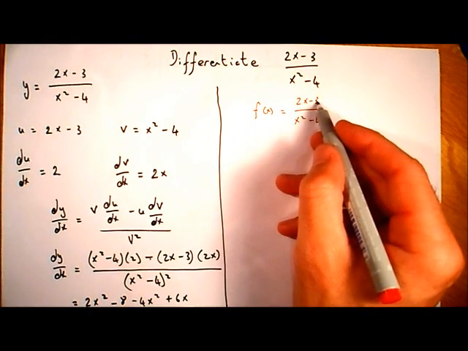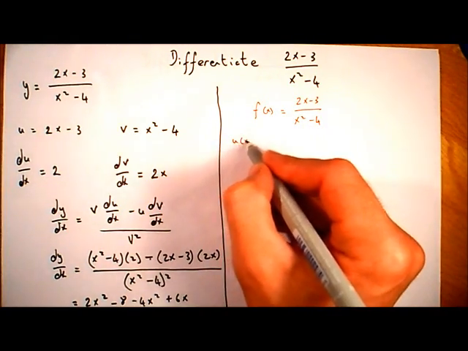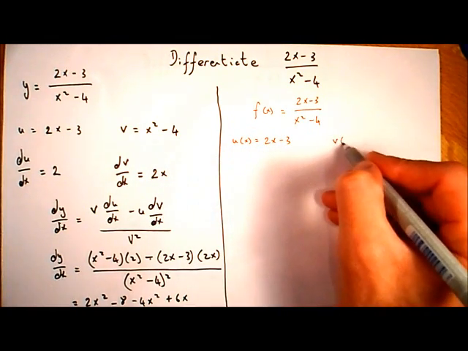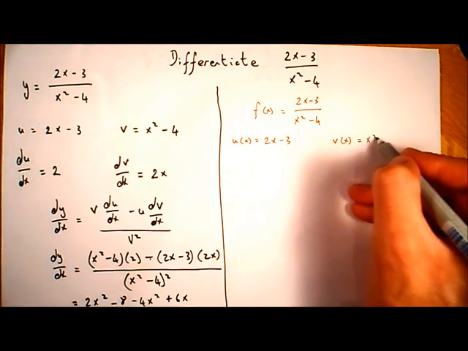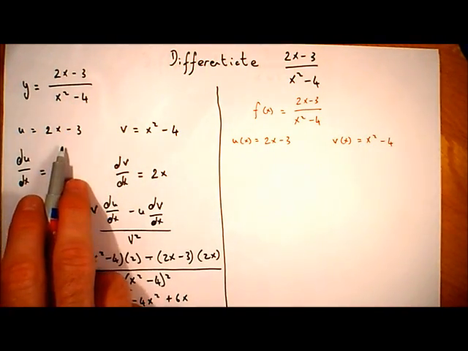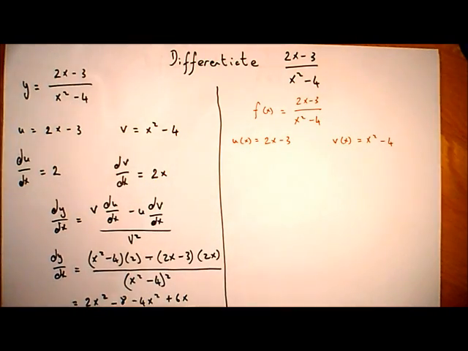So u of x is the top part and v of x is the bottom part. So let's write that down. So we have u of x is equal to 2x minus 3 and v of x is equal to x squared minus 4. So it's almost exactly the same as over here, except over here I've got u is equal to and v is equal to. Here I've got u of x equals and v of x equals.